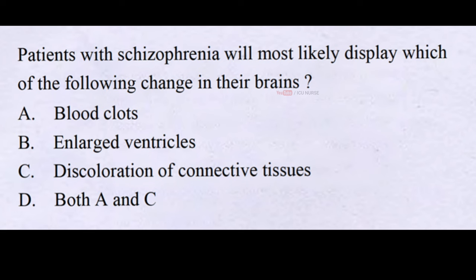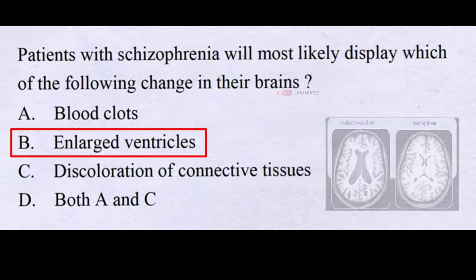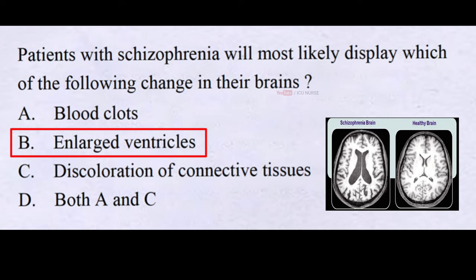Patients with schizophrenia will most likely display which of the following change in their brains? A. Blood clots. B. Enlarged ventricles. C. Discoloration of connective tissues. D. Both A and C. And the correct answer is B. Enlarged ventricles. Enlarged ventricles are most likely seen in patients with schizophrenia.